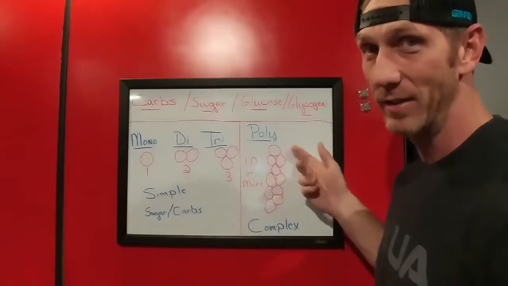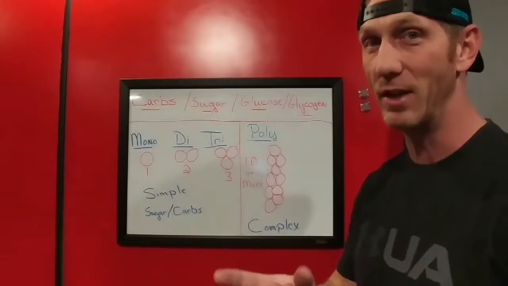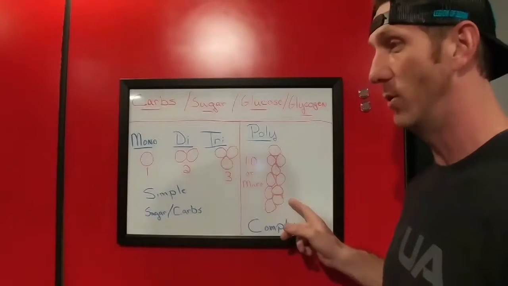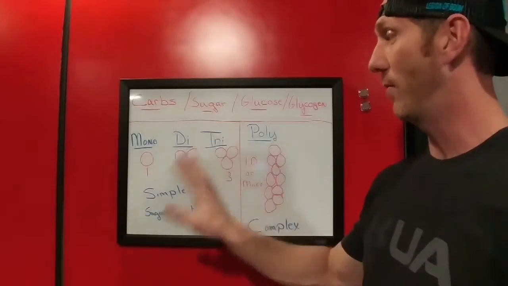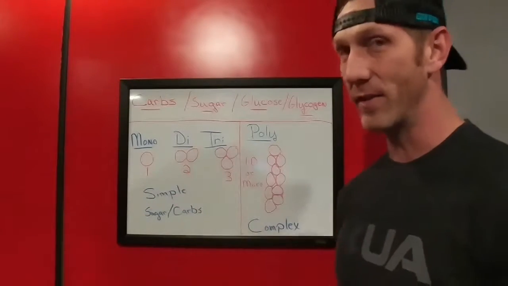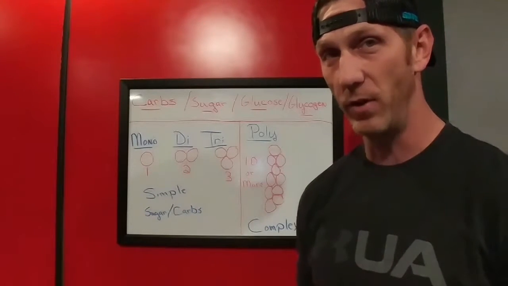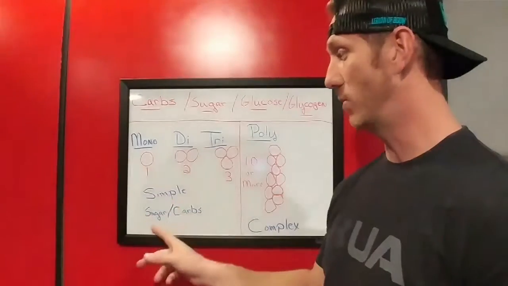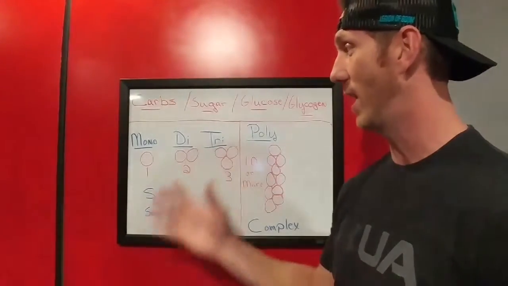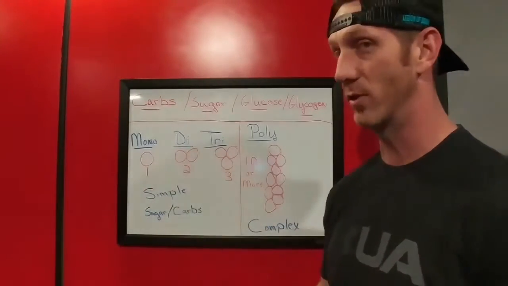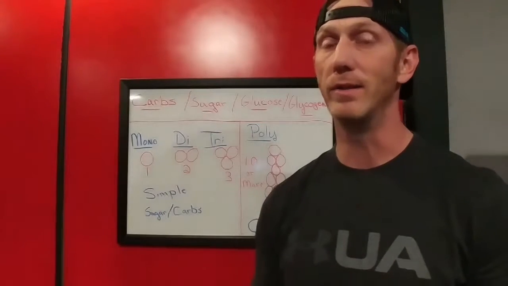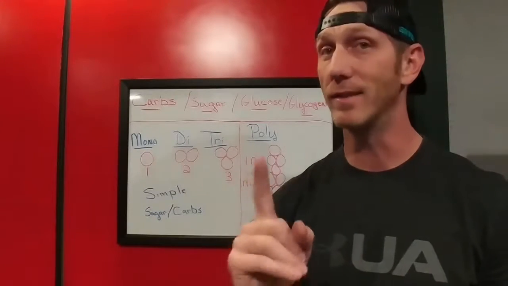It's kind of like this. It's just a visual representation. 10 or more molecules in a chain. Now, if you see it drawn out this way, it might be a little bit easier for you to understand, because simple sugars or simple carbohydrates are defined by the molecular structure. Remember, your body can only deal with one molecule at a time.